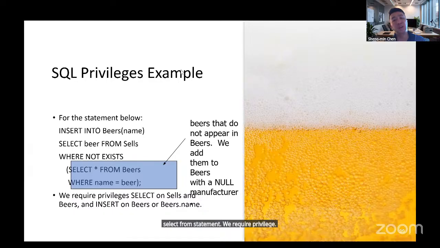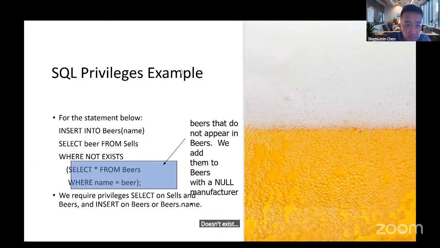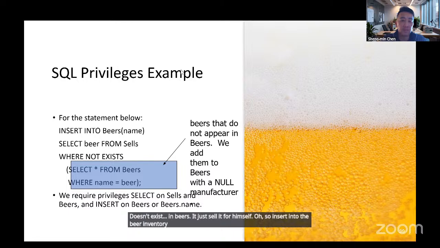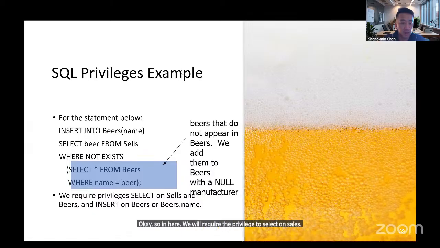So it's just inserting the names of the beers that don't exist in beers. It just selects from sells. So insert into the beer inventory from the sales table where the beer name doesn't exist in the beers inventory yet. So in here, we will require the privilege to select on sales and select on beers, and we will require the privilege to insert on beers or beers.name.